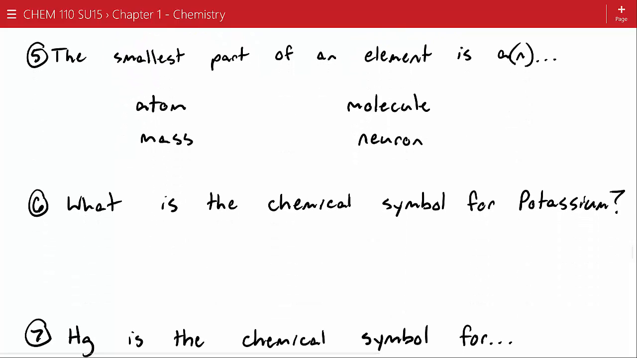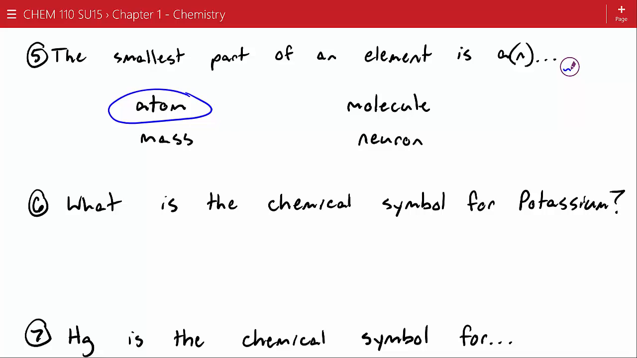All right, the smallest part of an element is an what? An atom. So we said an atom is the basic building block of all matter. Mass is just a measurement of how much it weighs, more or less. A molecule consists of multiple atoms, and a neuron is a part of your brain, so that doesn't make any sense. All right, what is the chemical symbol for potassium?